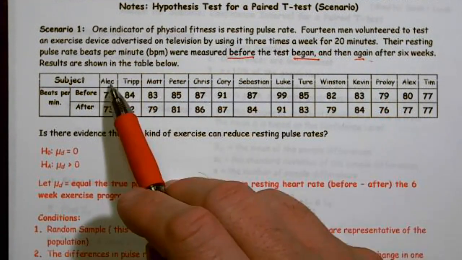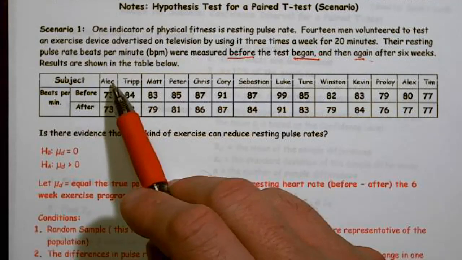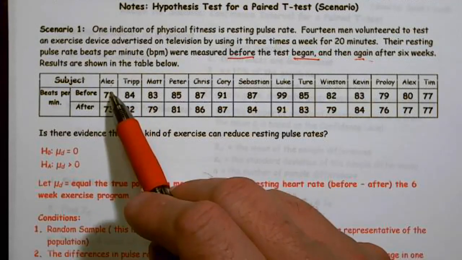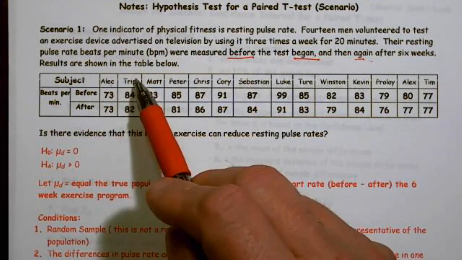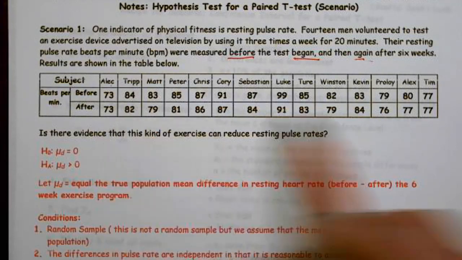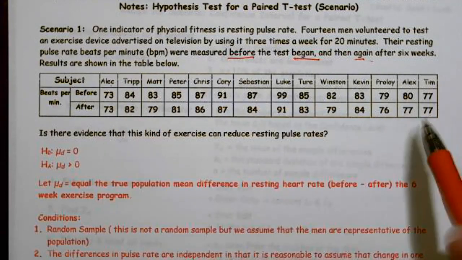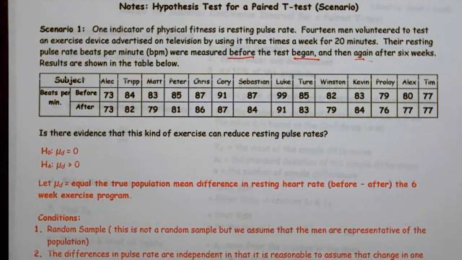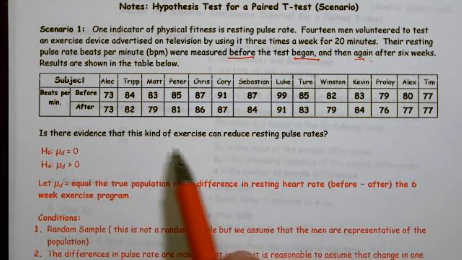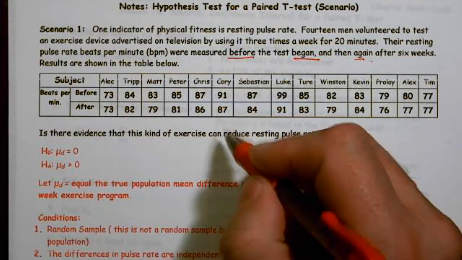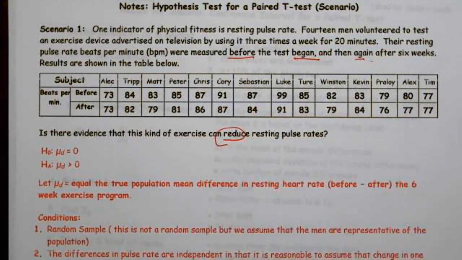And sure enough, I have this person's name. I could have just put a number, but this person's name, and they were measured twice. This one was measured twice. And notice my data lengths are exactly the same. So it's like, hey, this is paired data. So we're controlling for the differences between the individuals. And then it says, is there evidence this kind of exercise can reduce resting pulse rate?